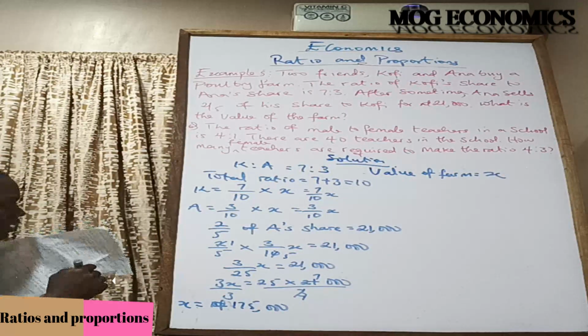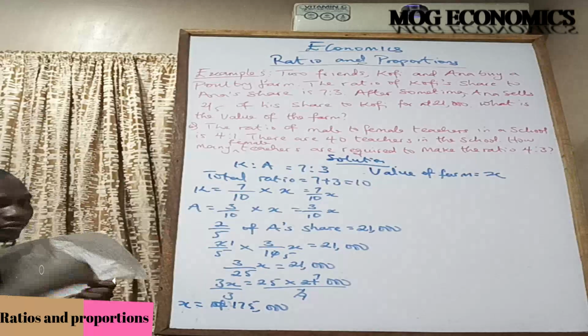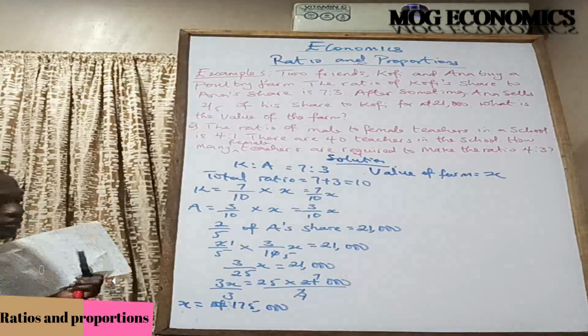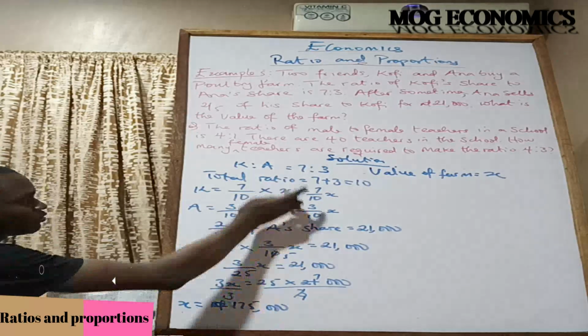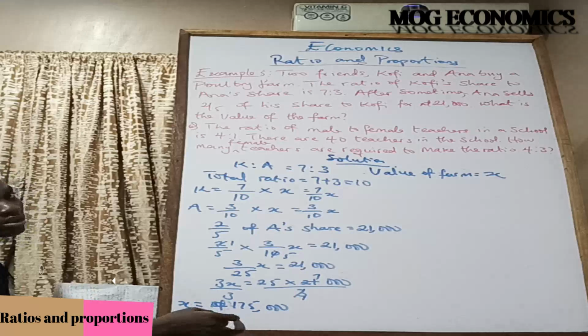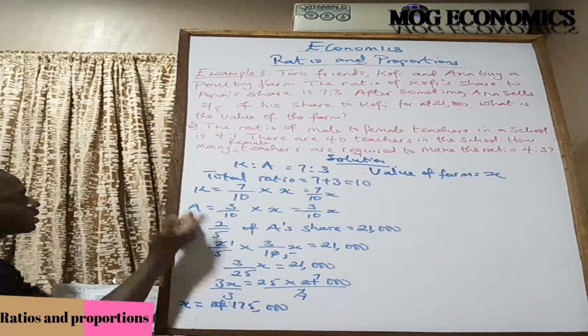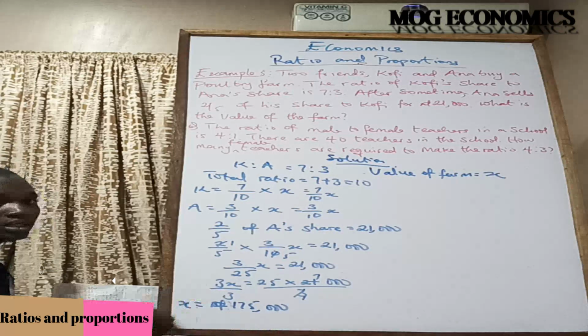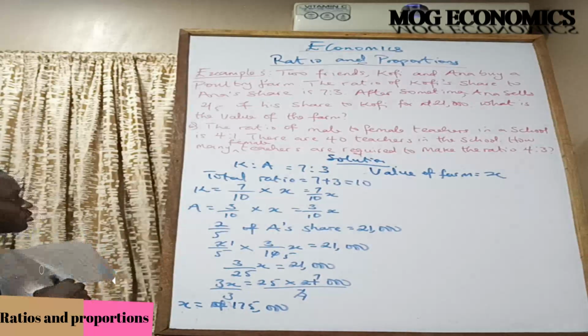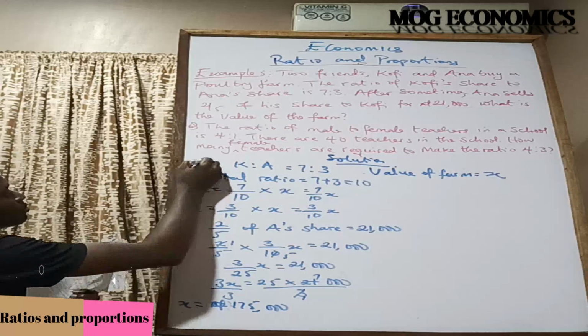So except you are then asked, what's the figure of Kofi's share? And the figure is going to be 7/10 multiplied by the answer you got, which is 175,000. And Anna's share is 3/10 multiplied by this answer that we got here. So you are done. So that's number 5.